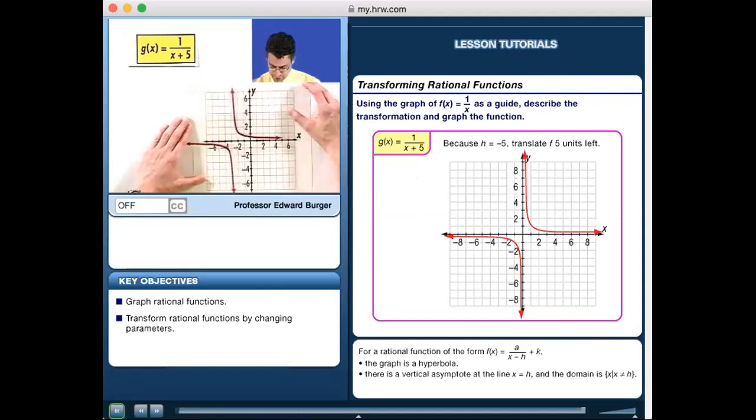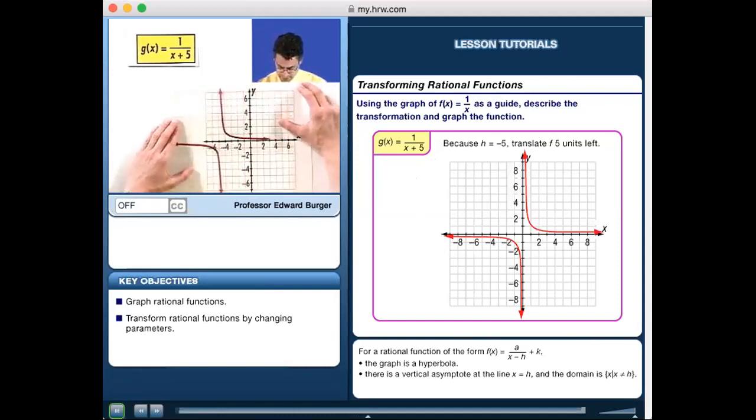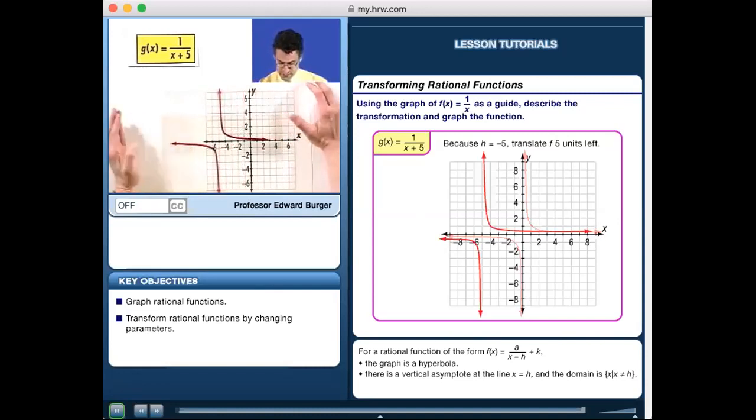2, 3, 4, 5. That, my friend, is the graph of g.